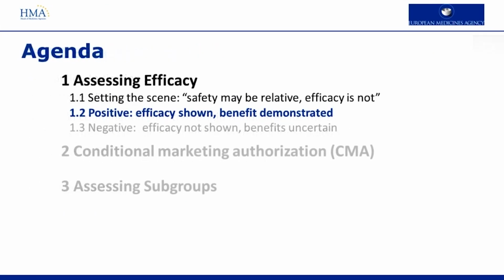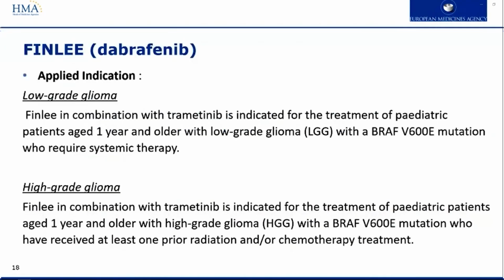The next example, a marketing authorization application based on a single-arm trial, will be presented by Bruno. Thank you, Sabine. And I bring you now the example of FINLY. Low and high-grade gliomas are rare tumor types in the pediatric population. Pediatric gliomas constitute approximately 46% of primary brain and other central nervous system tumors in children and adolescents aged 0 to 19 years old. FINLY is precisely intended for the treatment of low and high-grade glioma, LGG and HGG for abbreviations, as you will see across the slides.